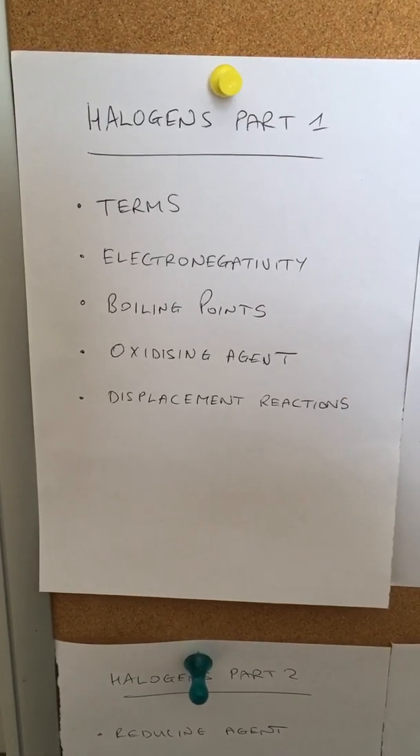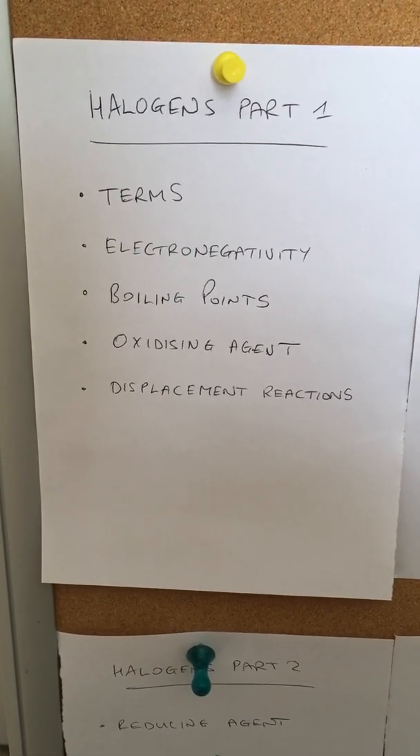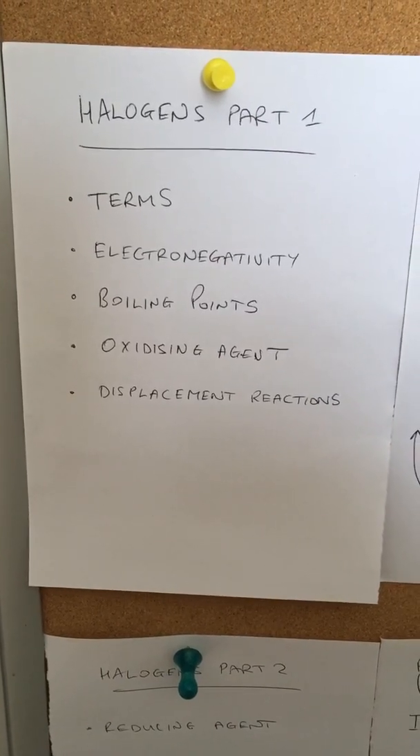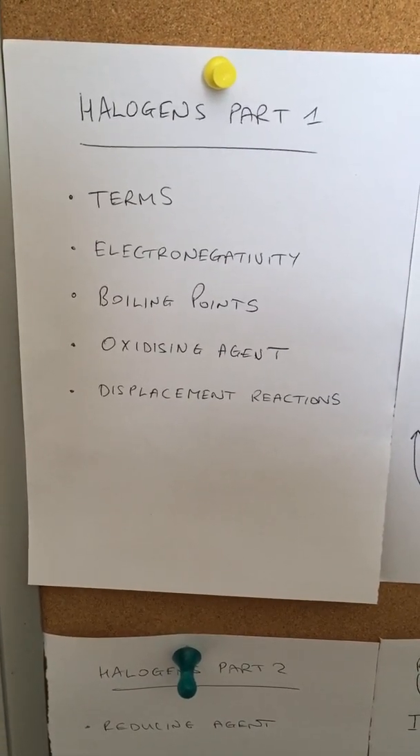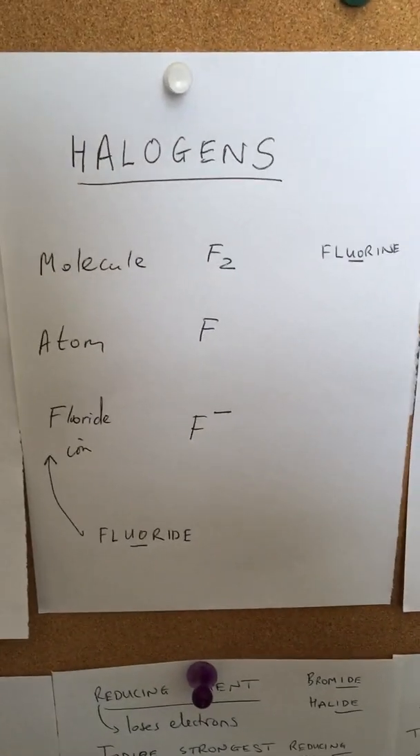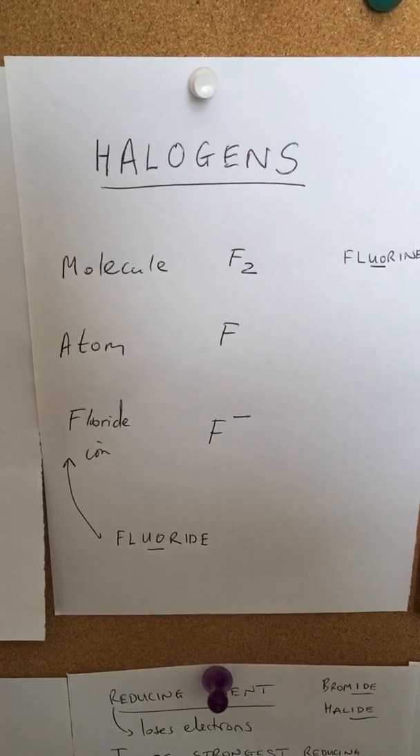Here's a quick video on the halogens. We're going to break it into parts: terms, electronegativity, boiling points, oxidizing agent, displacement reactions. So terms are focusing on molecule, atom, and ion.